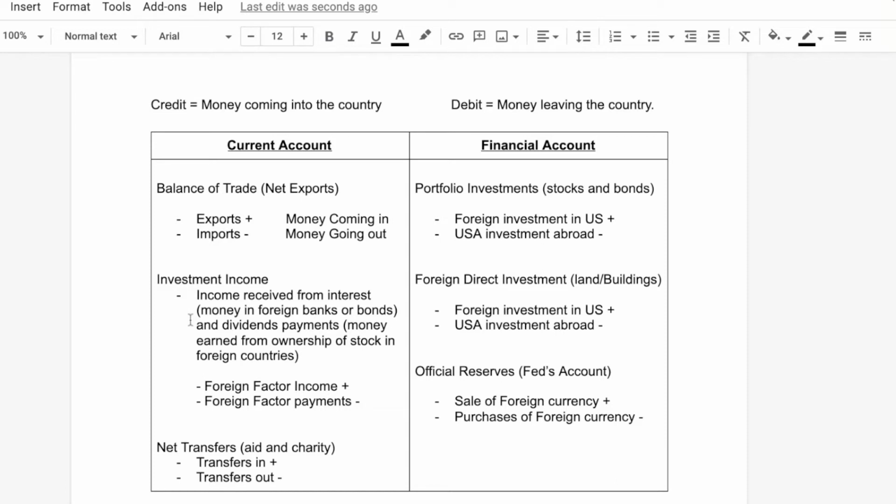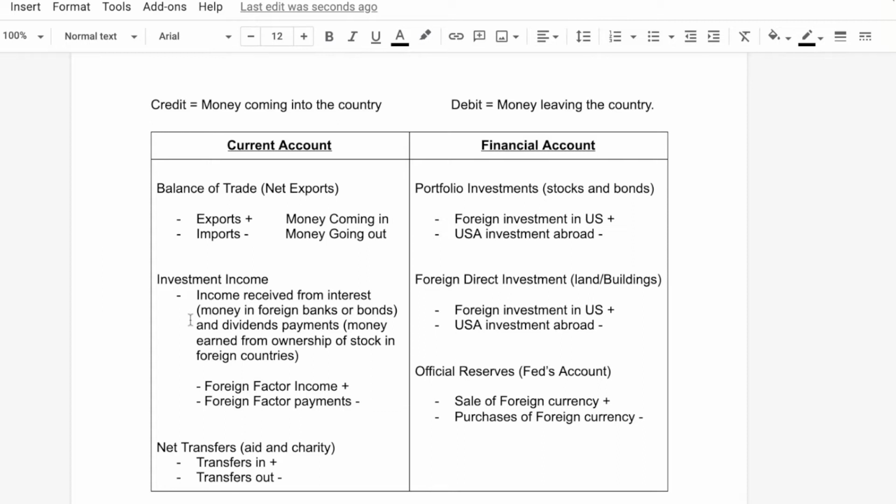First, a couple vocabulary words you need to understand. Credit. When we're talking about credit right now, we're not talking about a credit card. What we're talking about is money credited to an account. So since we're talking about international trade right now, a credit to either the current account or financial account is money coming into the country. A debit is going to be money leaving the country. So if there's a credit to the current account, that means that money came into the country in the current account. If there's a debit to the financial account, that means that money left the country in the financial account.